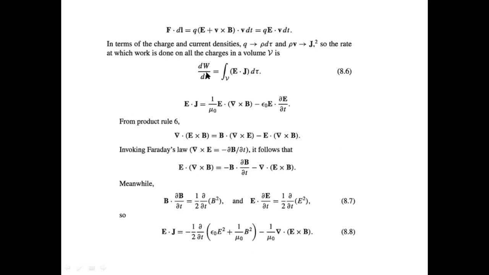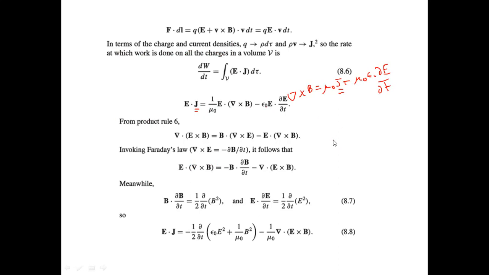So dW by dt is the rate at which work is done, right? Now let's solve for the right hand side. What is E dot J? So this E dot J, when we solve, we keep E as it is and substitute for J from Ampere's law. So you would know Ampere's law: del cross B is equal to mu naught J plus mu naught epsilon naught dE by dt, right? This is Ampere's law. So from this we just get an expression for J and we substitute it here. So when I do that, I will get this expression.